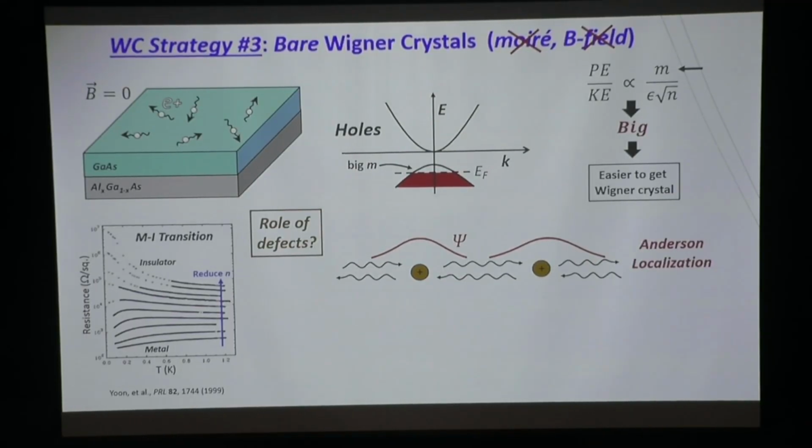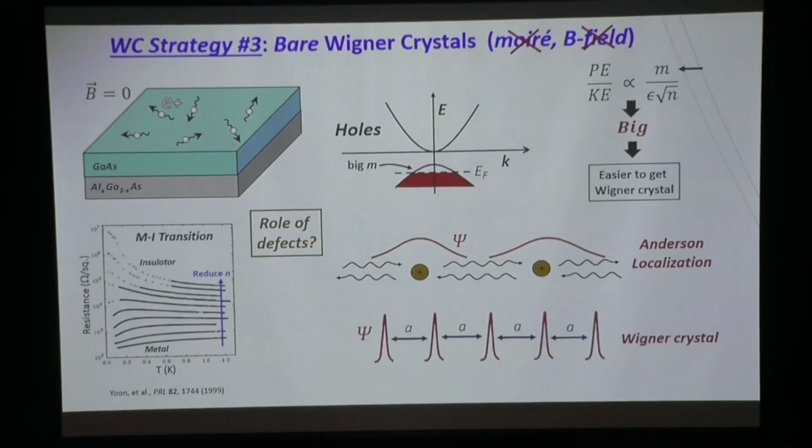For example, Anderson localization can cause a metal insulator transition. Anderson localization occurs when electrons scatter off of defects and it causes localization of the wave function and insulating behavior, even in the absence of electron-electron interactions. And so look at that picture and now compare that to the Wigner crystal. You can see how different it is just from my little PowerPoint drawing. The wave function looks very different.